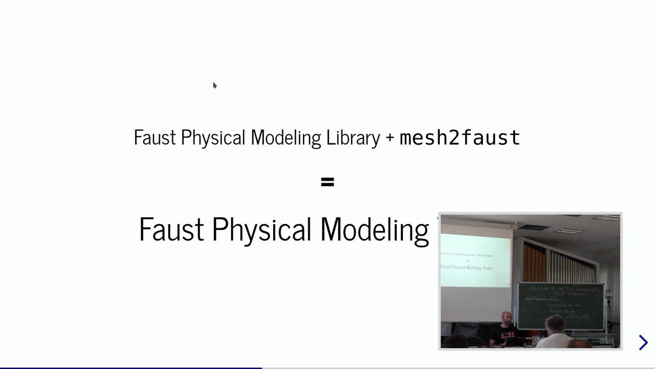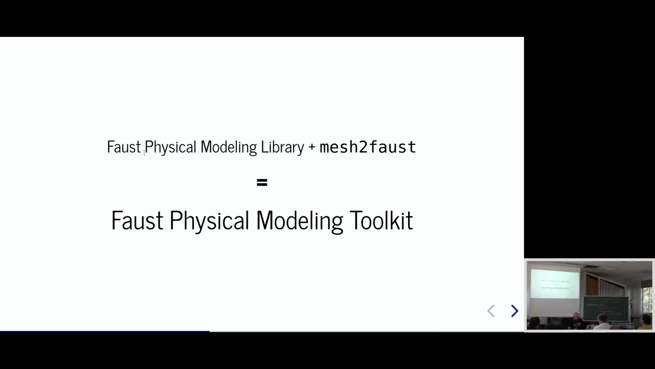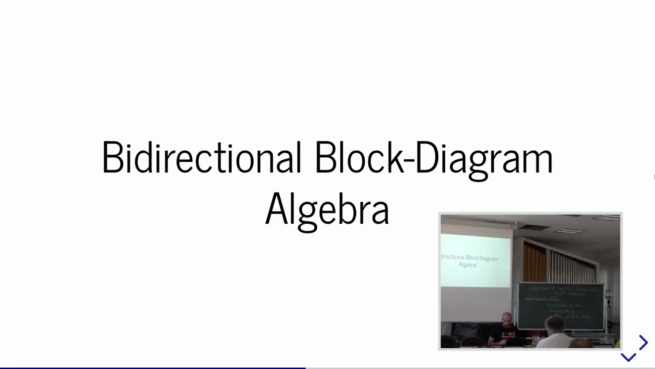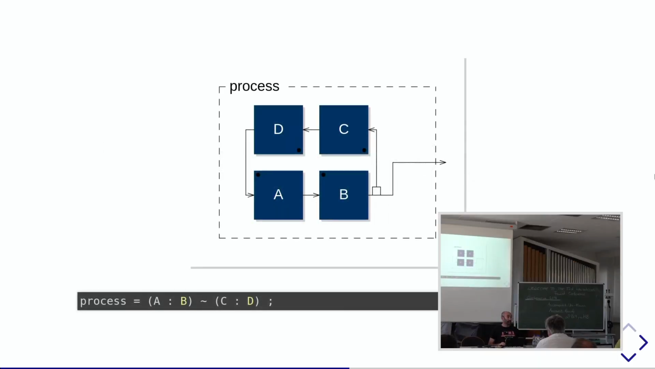So we introduced these two new tools about a year ago: the Faust Physical Modeling Library as well as Mesh to Faust, and together they make the Faust Physical Modeling Toolkit. One of the main features of the Faust Physical Modeling Library is that it introduced a bidirectional block diagram algebra, and that is really important, because when you do physical modeling of musical instruments, you want to couple elements to each other.